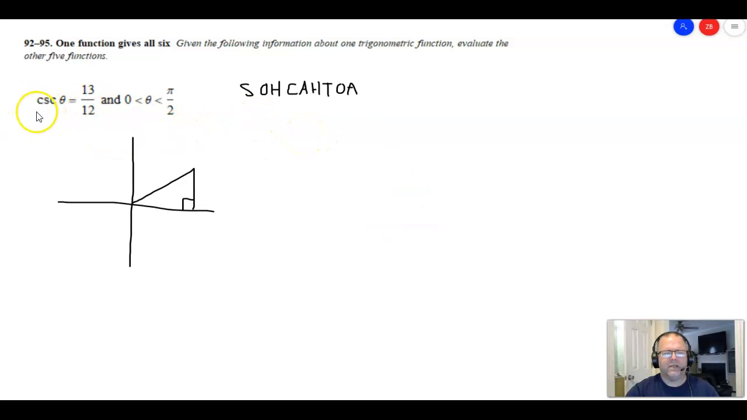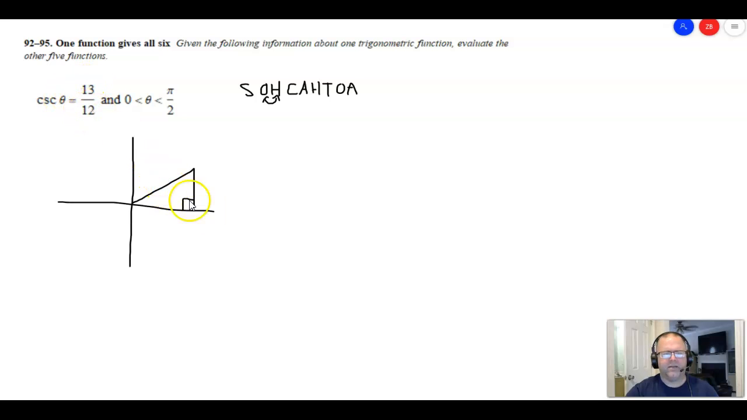And we also know that cosecant is 1 over sine, so it's kind of the inverse of the sine. So if the sine is opposite over hypotenuse, then I know the cosecant is hypotenuse over opposite, because we just flip these two things around for the cosecant. So in this case, it's hypotenuse over opposite.